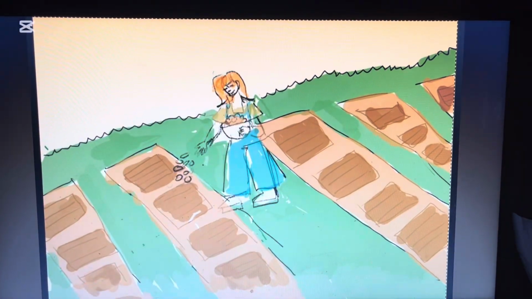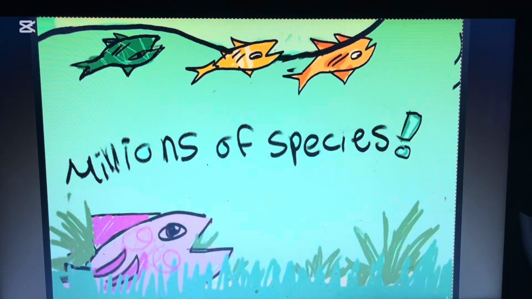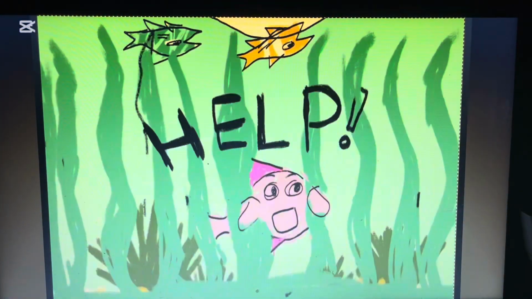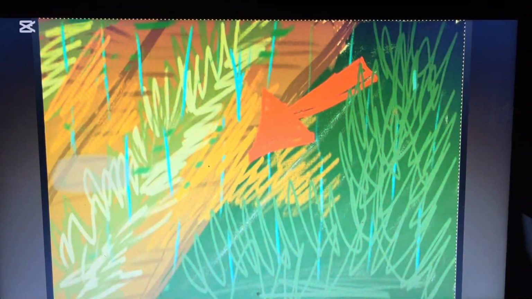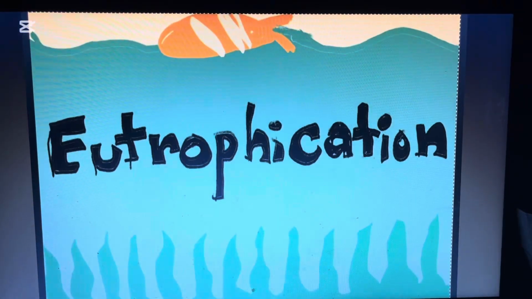Your first answer is probably no. But right in front of your eyes, a type of pollution which has harmed over millions of species has occurred. Look at the way the extra fertilizer runs off the fields and into this river. This is what we call the process of eutrophication.